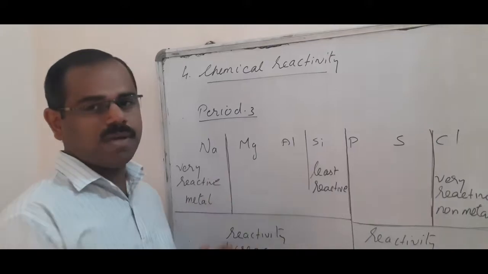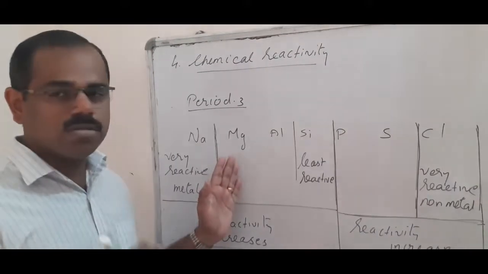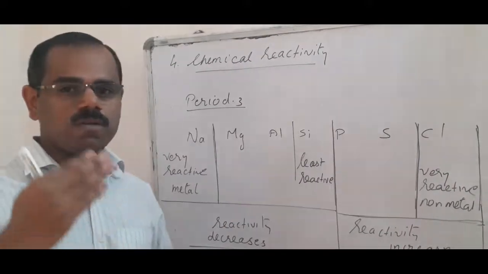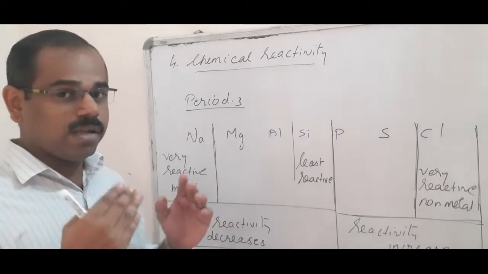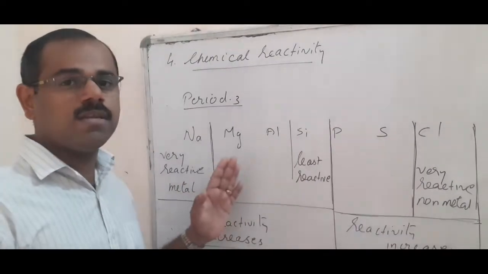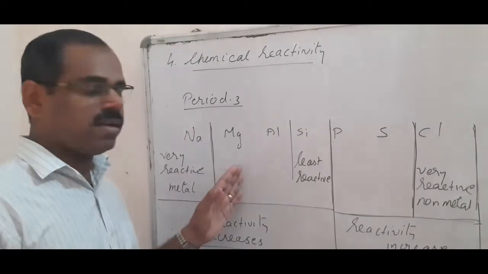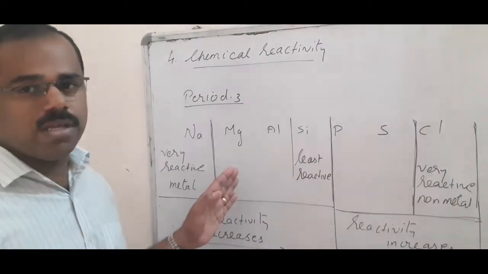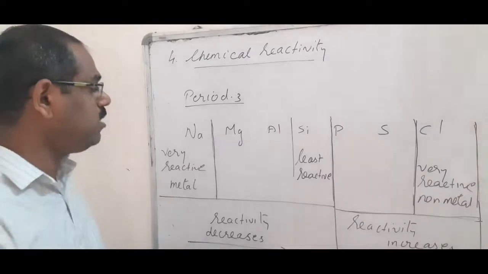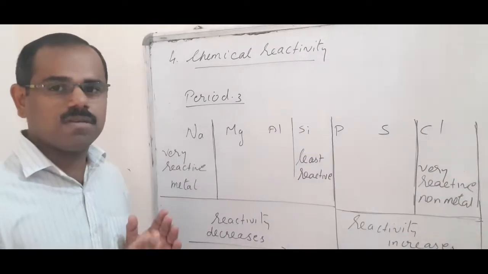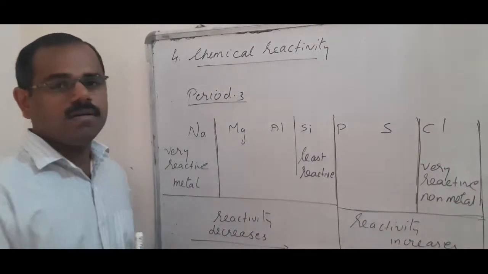Let's consider magnesium and aluminum. Magnesium loses 2 electrons, aluminum loses 3 electrons. But magnesium loses its 2 electrons faster than aluminum. So we would say magnesium is more reactive than aluminum, while sodium is more reactive than both aluminum and magnesium.